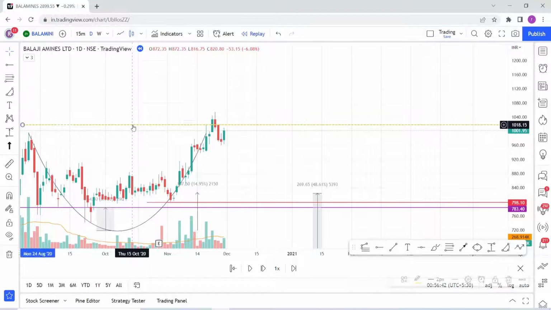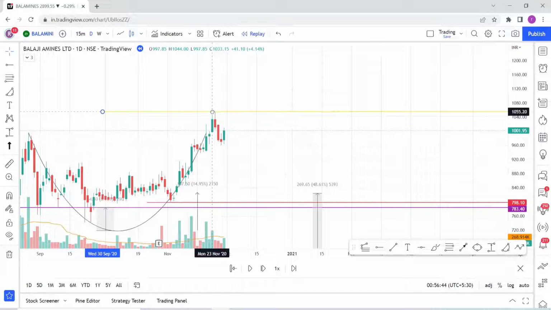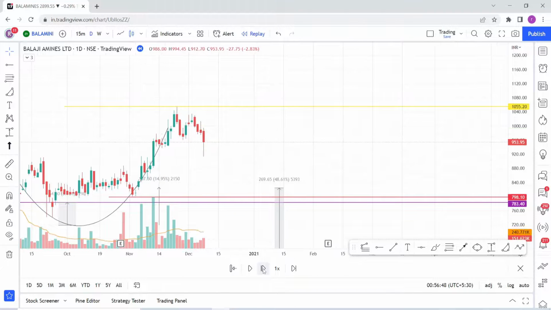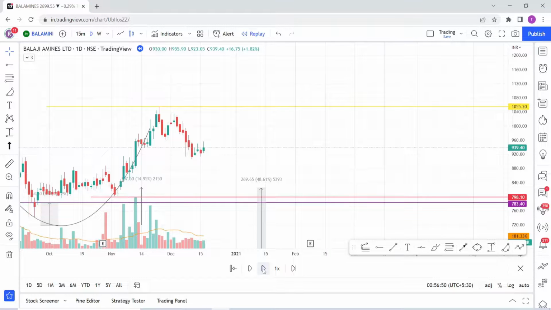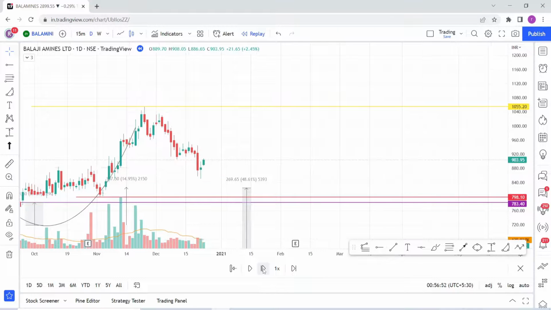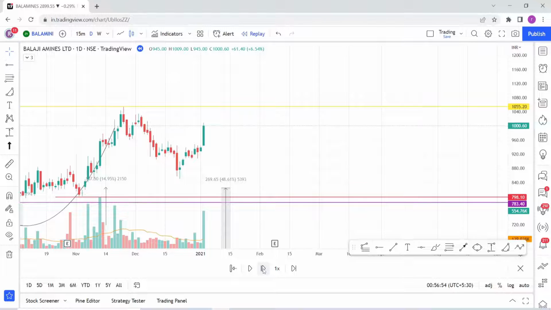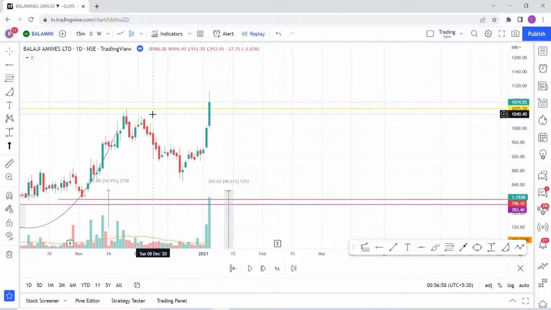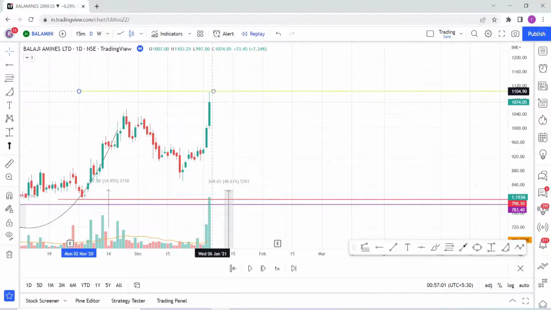So now I have to mark the swing high here. The yellow line would be here. And the price is going down, but no change in our setup. Okay, next breakout has happened here. So if you see, the high has to be moved here.